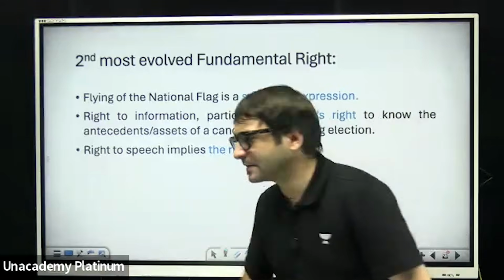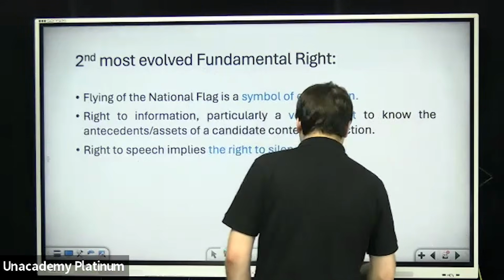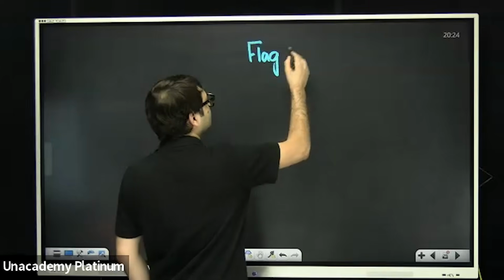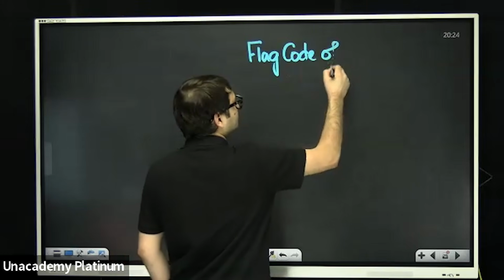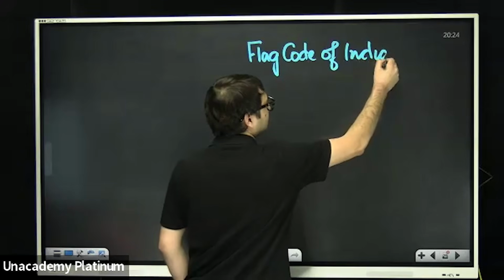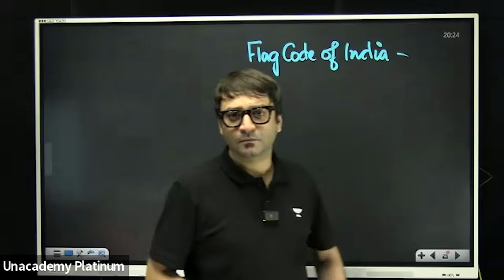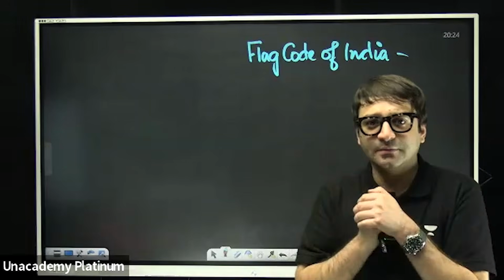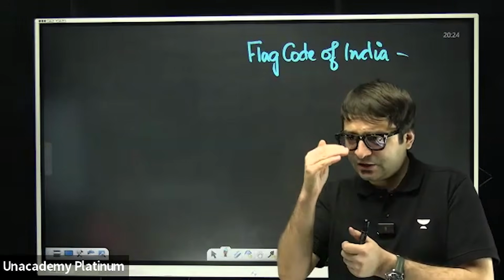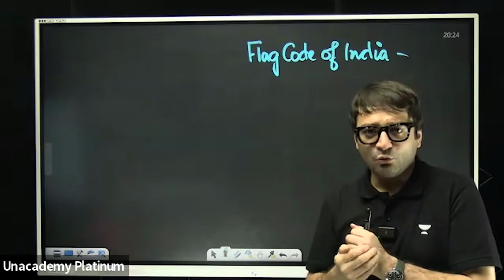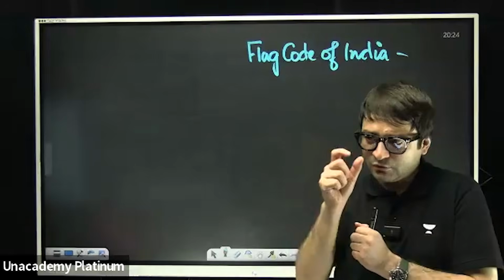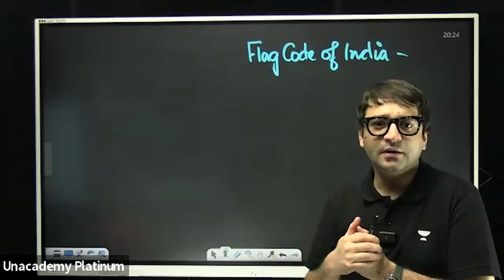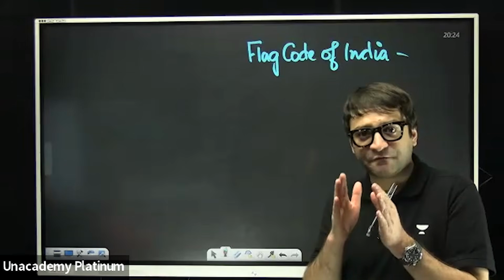And what are these inferred rights? There is something called Flag Code of India. National flag. How do we hoist the national flag? What should be the dimensions of this national flag? What should be the dimensions of the orange, white, and green, or saffron, white, and green? All these dimensions are provided by the Flag Code of India.